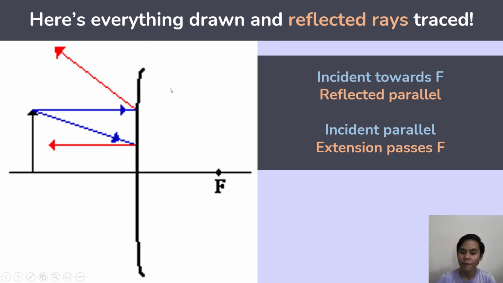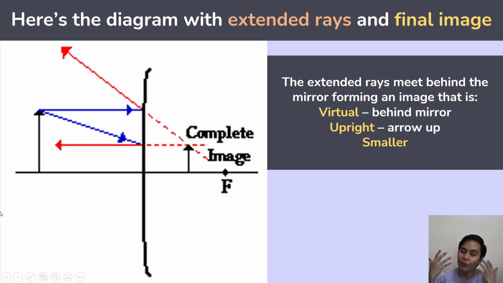If we trace the reflected rays off of that, based on the 2 new rules that are revised for convex mirrors, your incident ray that goes towards the focus will be reflected parallel to the principal axis. Your incident ray that is parallel to the principal axis, when reflected, would be reflected in such a way that if you extend it, it would pass through the focus. Again, it bounces off, and if you extend it, it would go through the focus. Now, if you extend those rays so that you get the intersection behind the mirror, we get your final image.